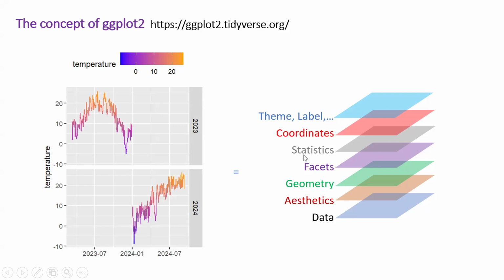And statistics: you can transform the variable, or you can also plot the trend of the variable. And the coordinates here define the ratio of x and y, or define the Cartesian or radial coordinate system. And lastly, theme or label define the background color, the location of the legend, the X and Y labels, the title, and so on.